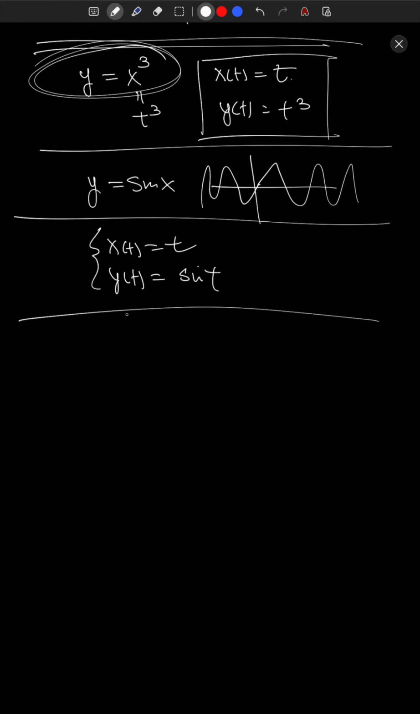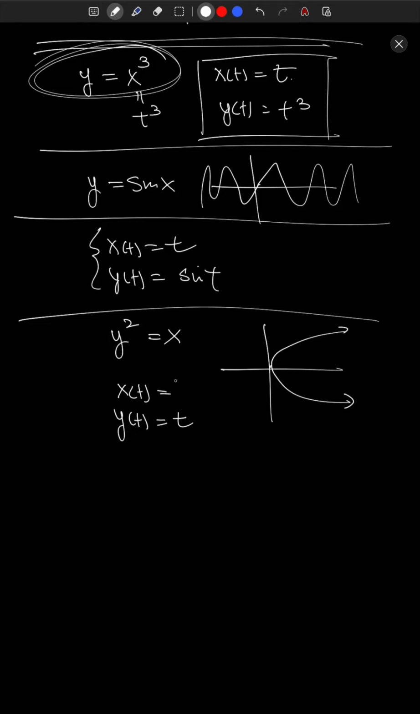Now this is even the case if I had the equation where y squared is equal to x. This is actually a parabola that's sideways, like that. How would I describe this in terms of a parametric equation? Well, if I read this from right to left, x is equal to y squared. So if I do y of t is equal to t, the opposite way, then x of t has to be y squared, and y is t, so x of t is t squared. And that would describe motion along this sideways parabola.